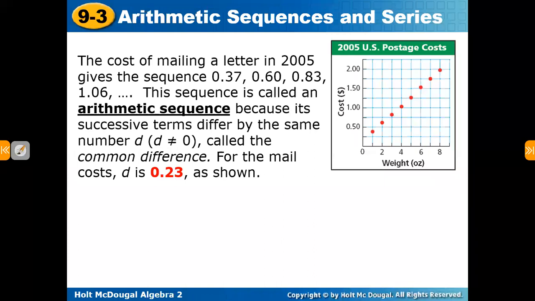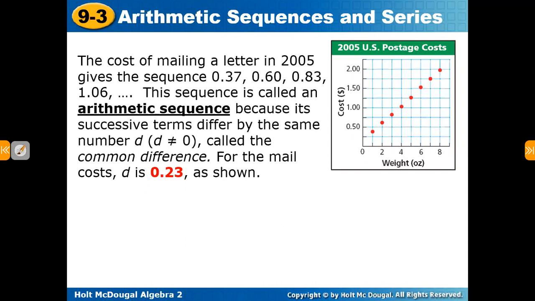This is a summary video on the lesson Arithmetic Sequences and Series. So first of all, let us understand what is an arithmetic sequence. An arithmetic sequence is a sequence in which the consecutive terms of the sequence have a constant difference.